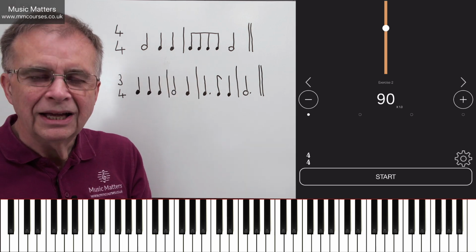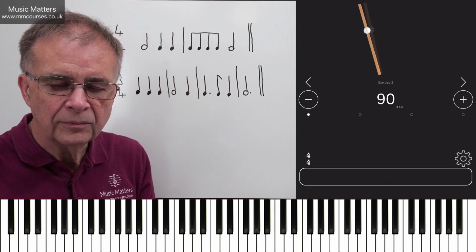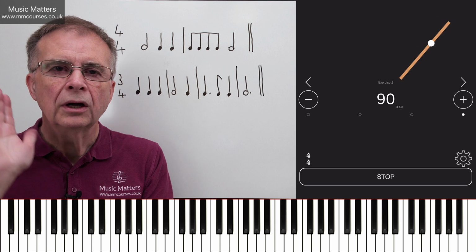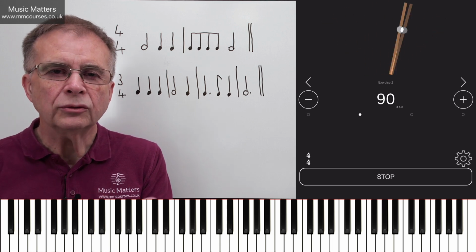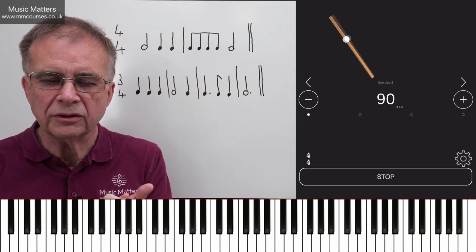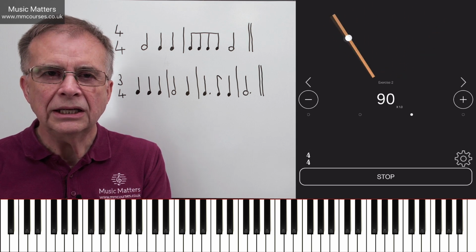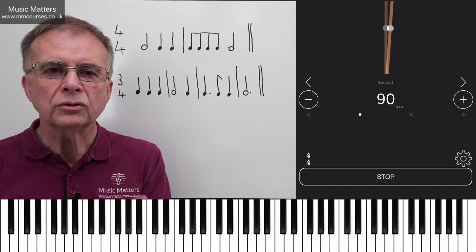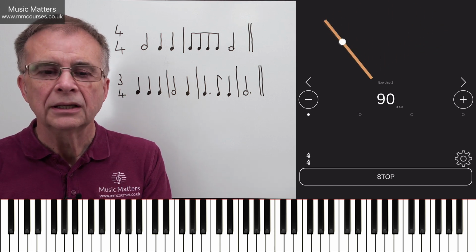So same rhythm, I'll give you a bar for nothing, and let's see if we can do it. 2, 3, 4. 1, 2, 3, 4. 1 and 2 and 3, 4. Okay, shall we try that again? Now we've got over the shock of 90. So bar for nothing. 1, 2, 3, go. 1, 2, 3, 4. 1 and 2 and 3, 4.